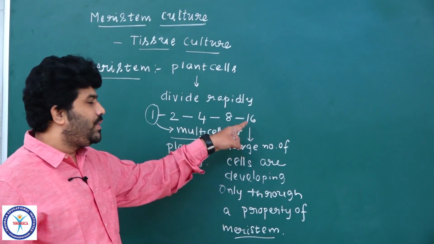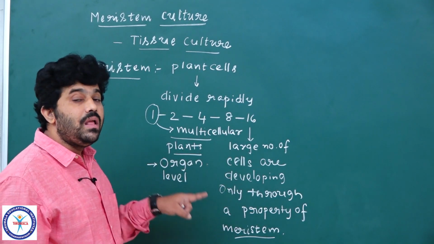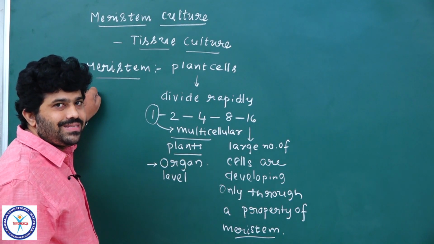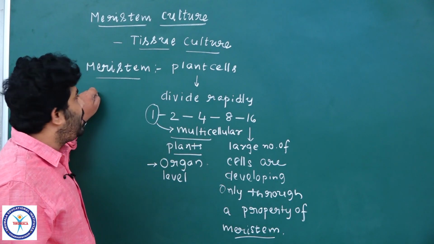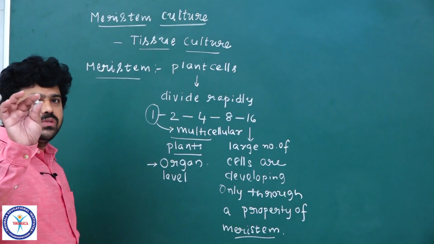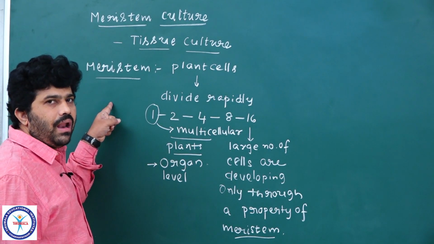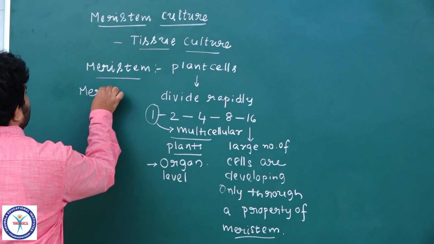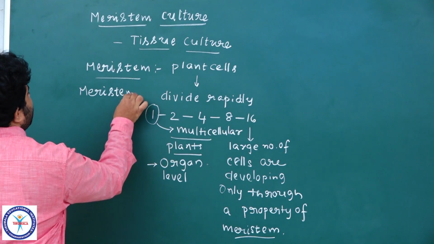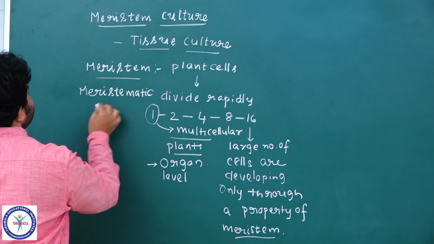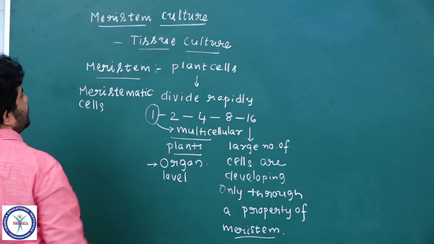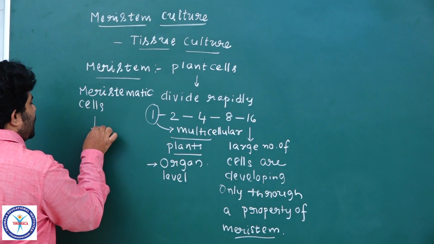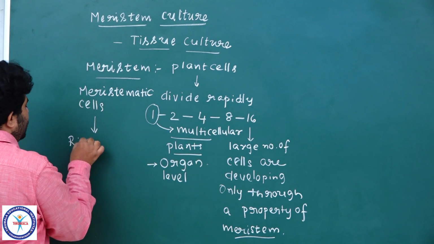That cell number needs to increase by following the method of cell division. Rapid cell division takes place by the property of plants and plant cells which we call meristem. Understood? The cells which possess an ability or capability like meristem are called meristematic cells. What are those cells called? Meristematic cells.